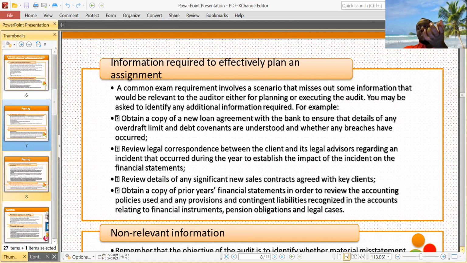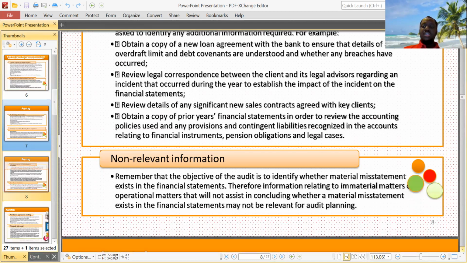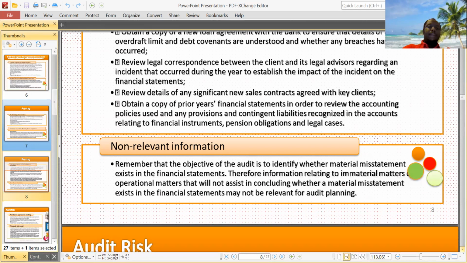So this is relevant information, right? If you want to understand the overdraft limits and the debt covenants your client has, you need to get a loan agreement from the bank. It's very, very simple. If you also want to understand the impact of lawsuits on your clients, you need to review legal correspondence between the clients and their legal advisors. Very, very important. So these are some of the relevant information that we're talking about.